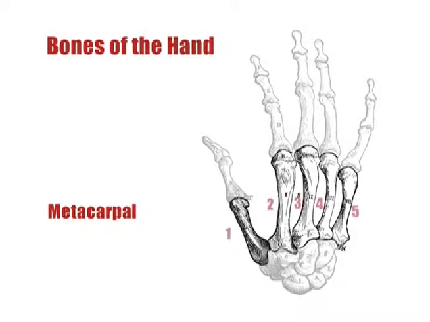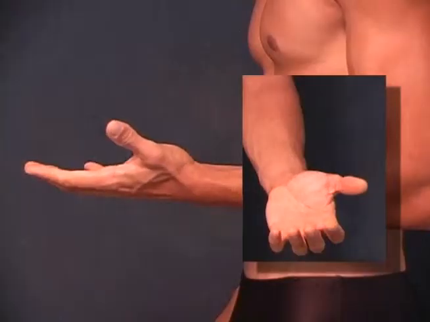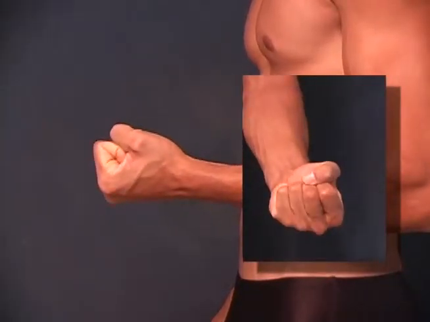The metacarpal bones number 5, corresponding to the fingers and the thumb. The thumb has only 2 phalanges, while each finger has 3. Each phalanx decreases in size from the metacarpals to the ends of the fingers. The joints between the phalanges and the metacarpal bones are referred to as knuckles, and these joints are quite evident when the hand forms a fist.